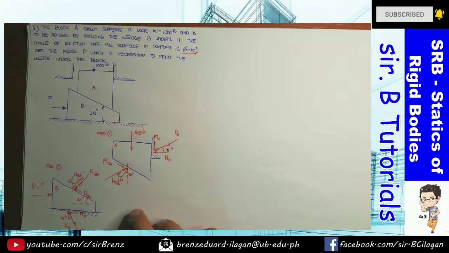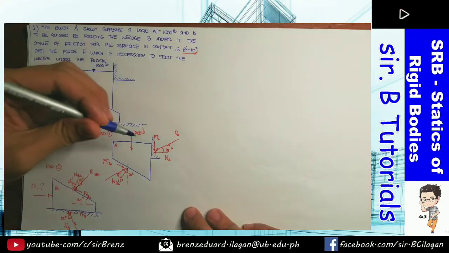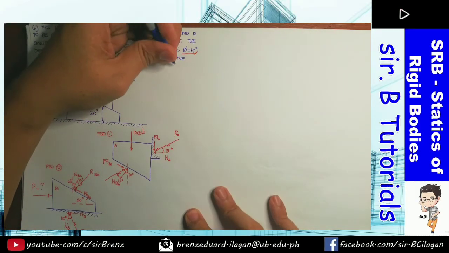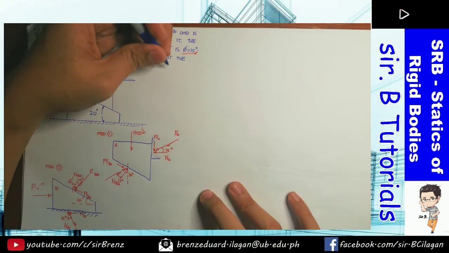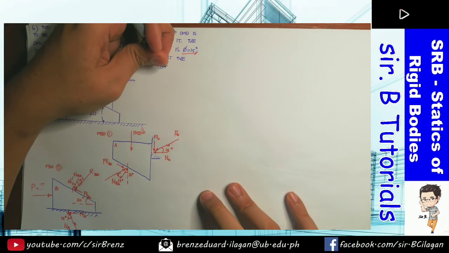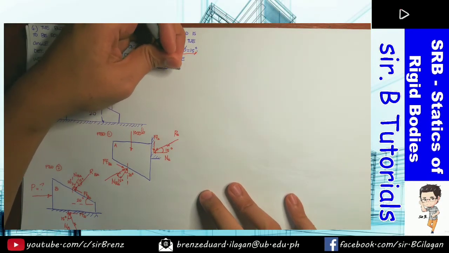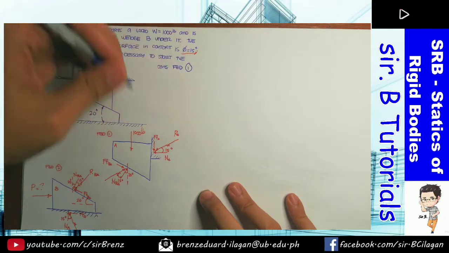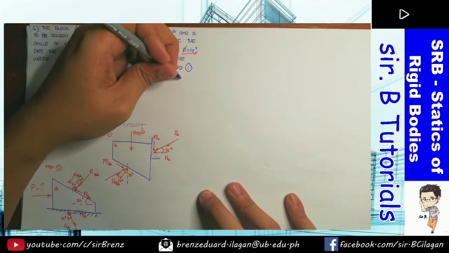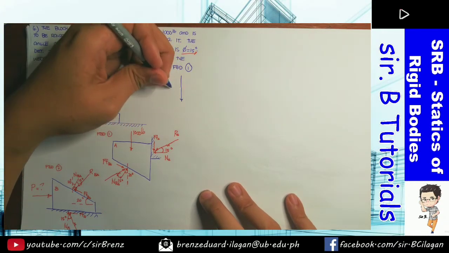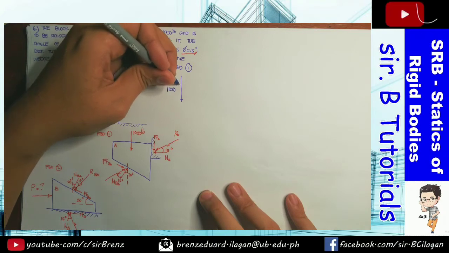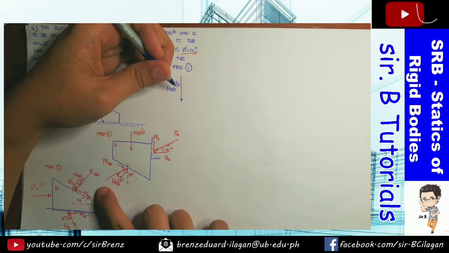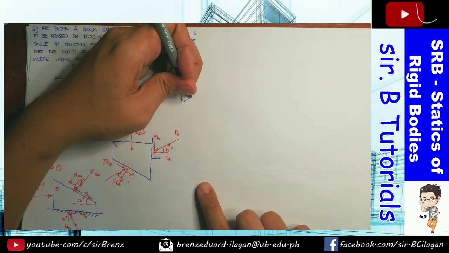Okay, so unahin natin yung free body diagram 1. Again, kagaya lang ng ginagawa natin sa mga una-unang problem, gagawa tayo ng force diagram. So considering FBD1, unahin natin yung 1,000 pound. Okay. And then next will be your RBA, which is going in this direction.